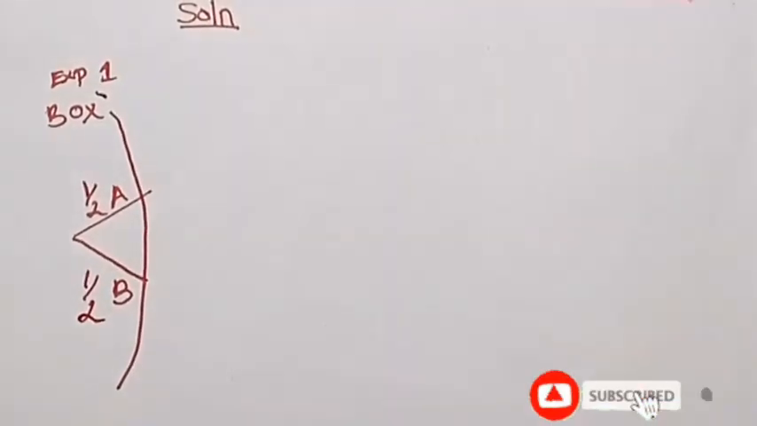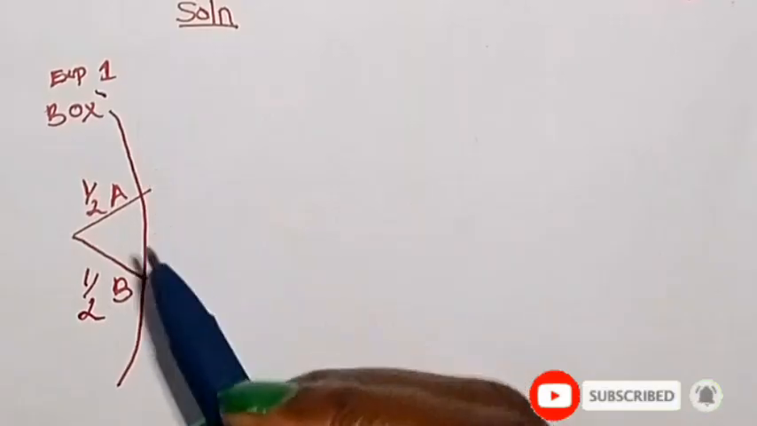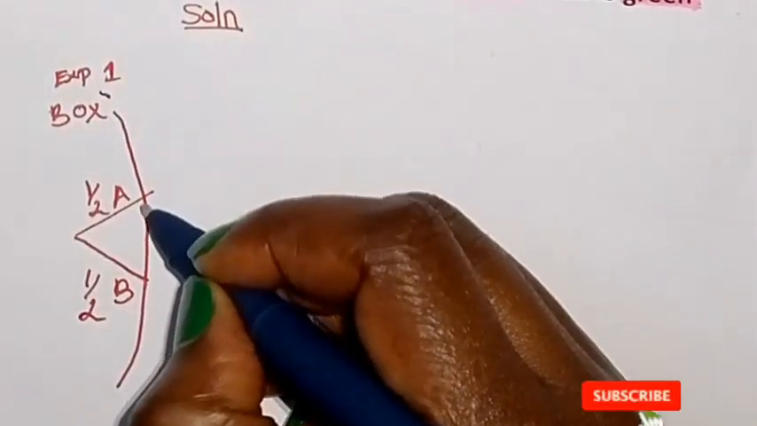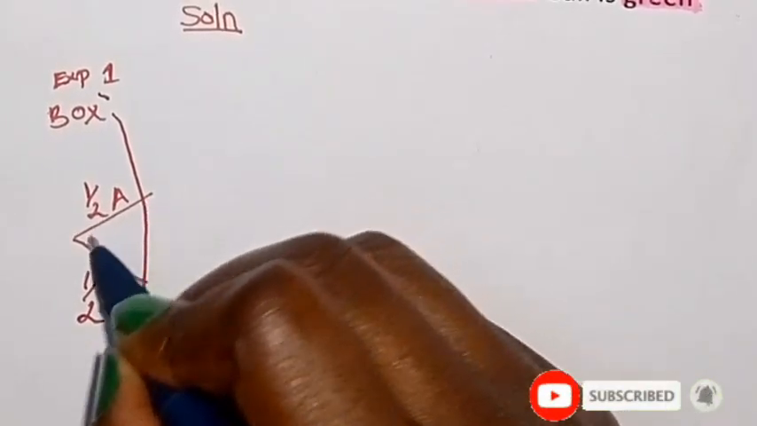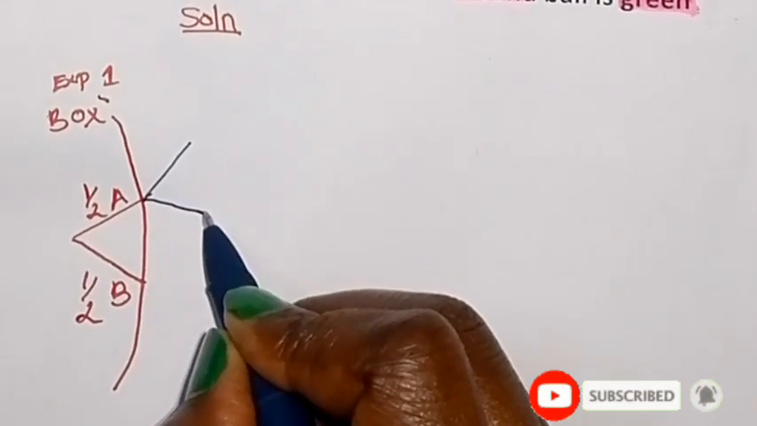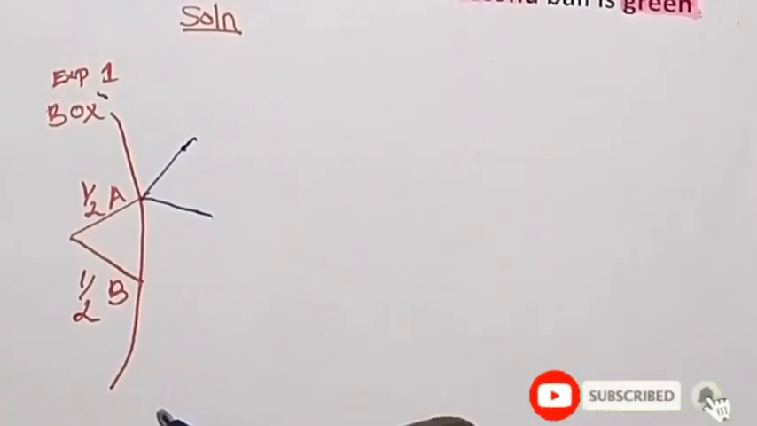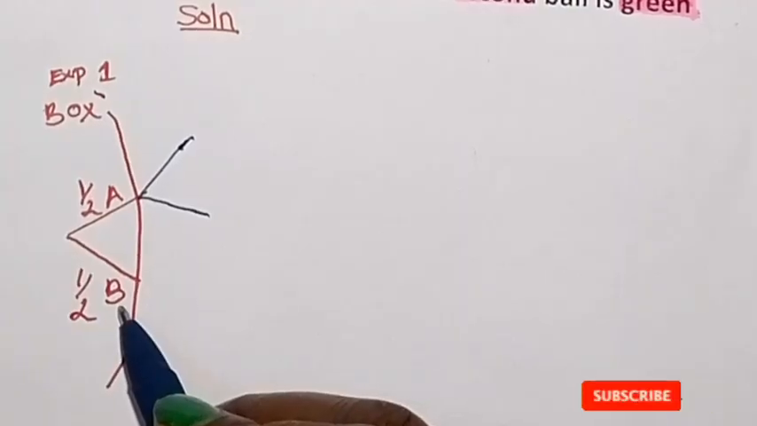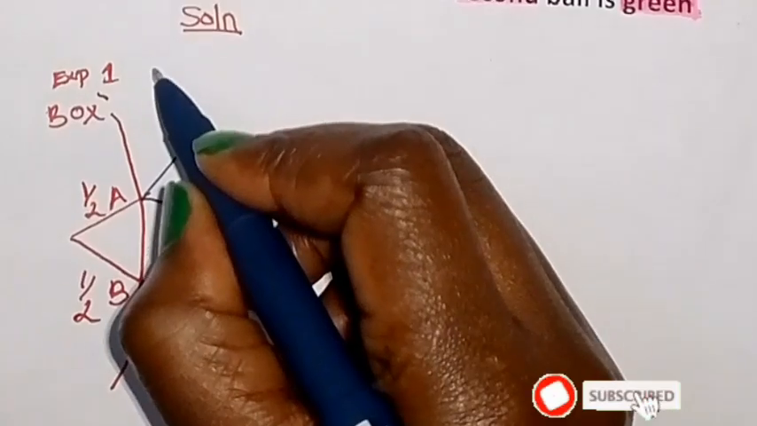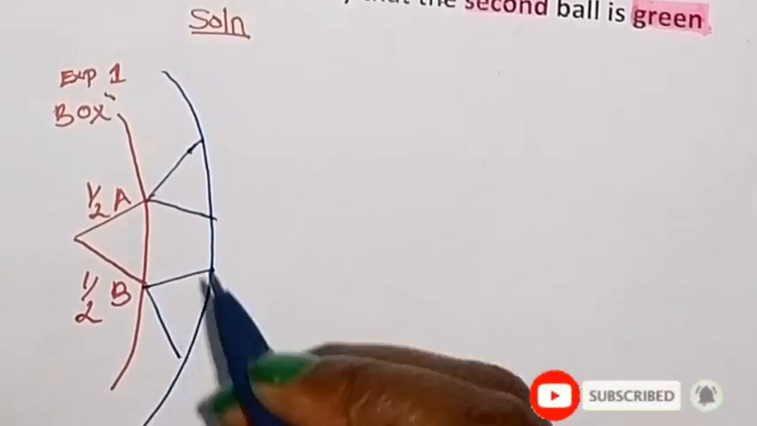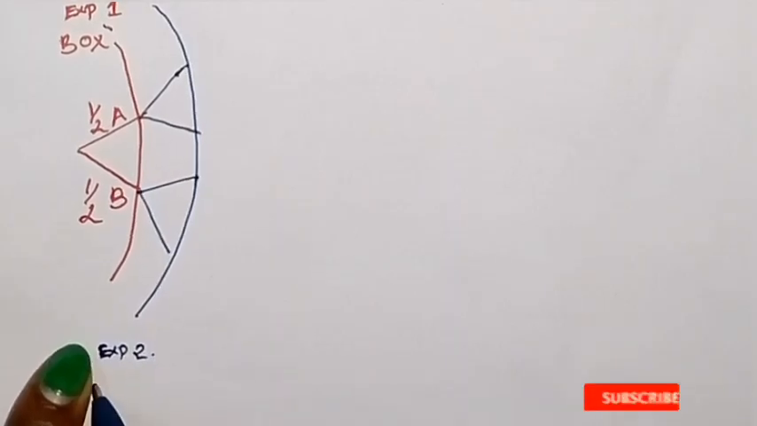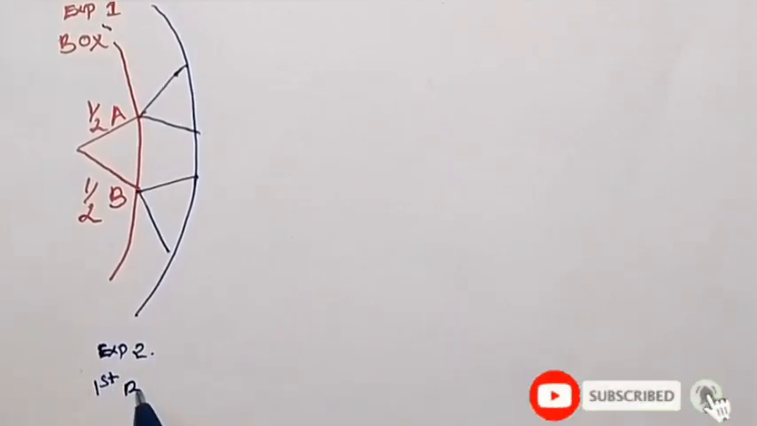The second experiment is now picking the first ball. So if we randomly choose box A, we can get either a green or brown ball. In case we choose box B, we can also get a green or brown ball. So that one gives us the second experiment, that is the first ball.